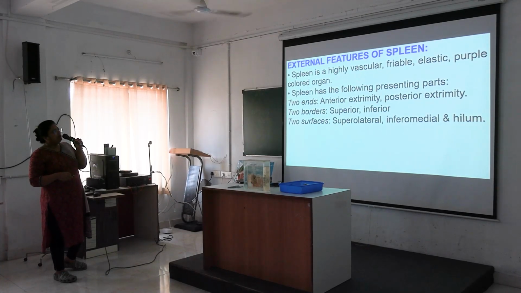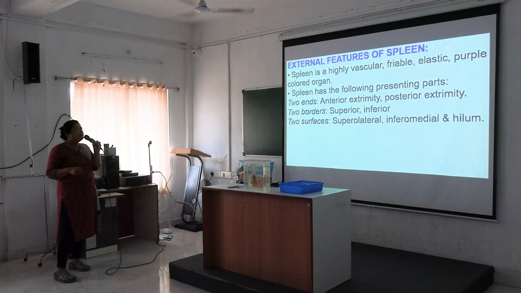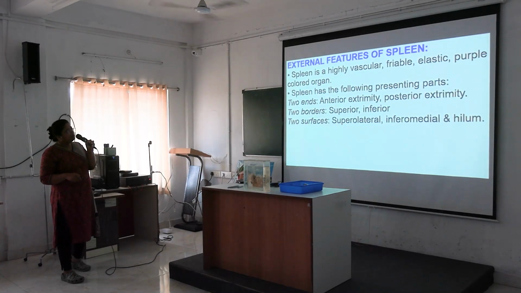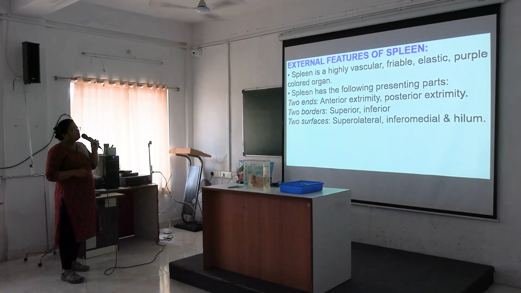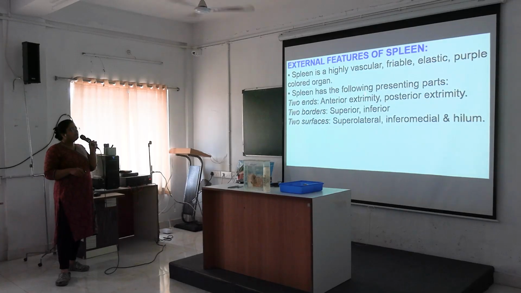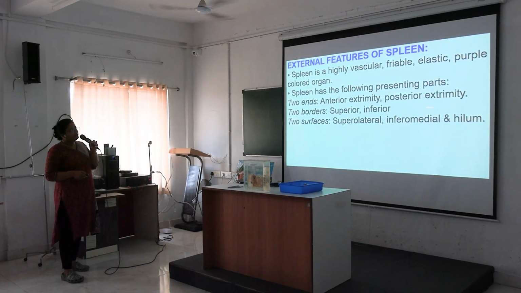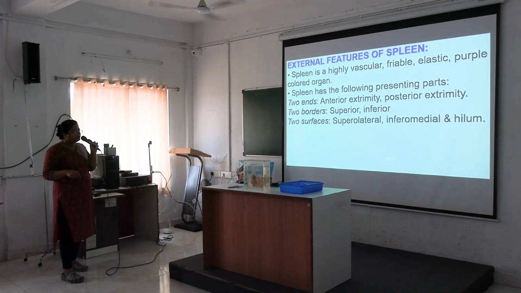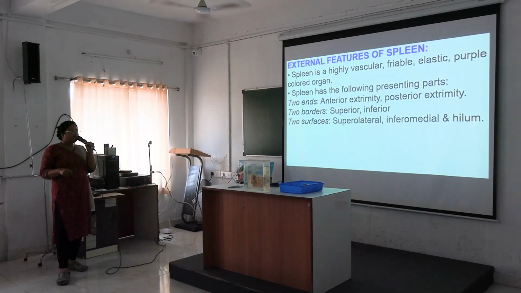So the spleen is a highly vascular, friable, elastic, purple colored organ, and it has the following presenting parts: two ends, anterior extremity or inferior end, posterior extremity or superior end; two borders, superior and inferior border; two surfaces, superolateral surface and inferomedial surface with hilum.